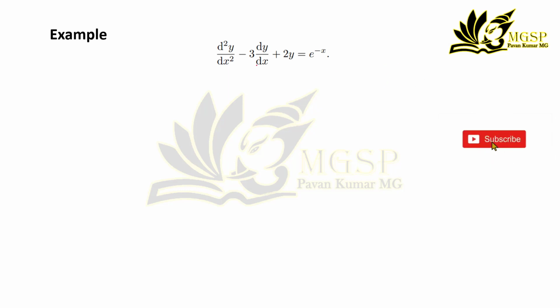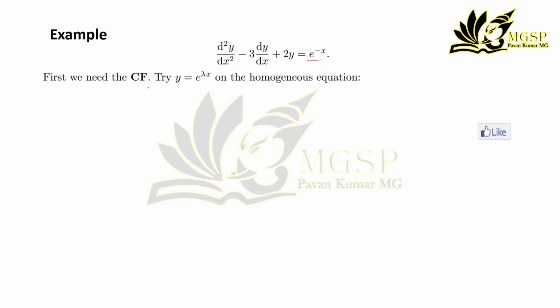d square y by dx square minus 3 dy by dx plus 2y is equal to e power minus x. First we need the CF. Here we have to take y is equal to e power lambda x, because here the constant coefficients are present. Now same thing as done in the previous video, do the first derivative, lambda into e power lambda x, and the double derivative is lambda square e power lambda x.